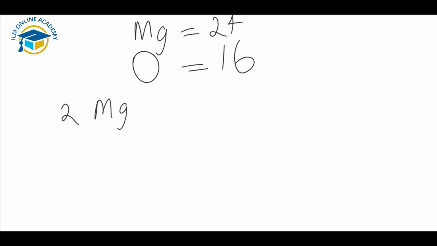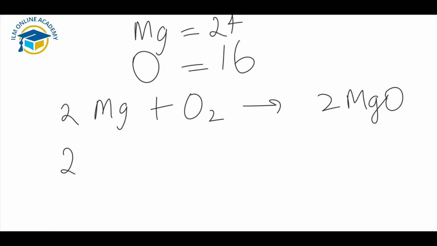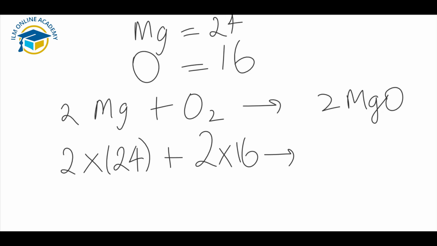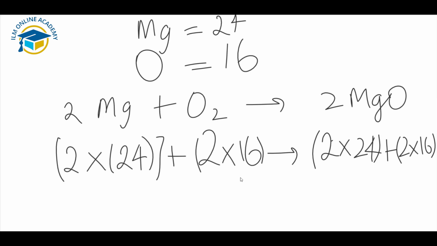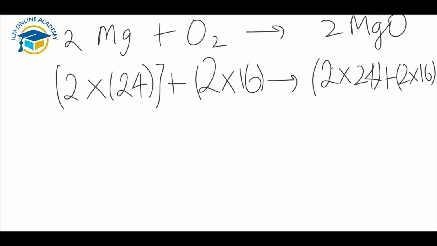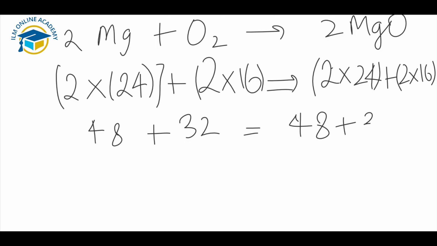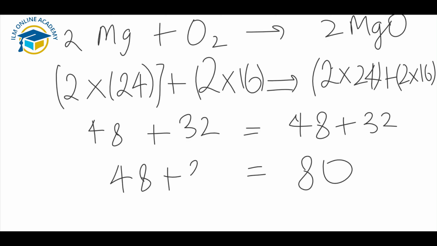So this one is the equation. I am writing this again. After the reaction we have 2 MgO. You have to multiply the coefficient with the relative atomic masses, so we have 2 into 24 plus 2 into 16. After simplifying it, 2 into 24 is 48, plus 2 into 16 is 32. So it is equal to 80, that is 48 plus 32.